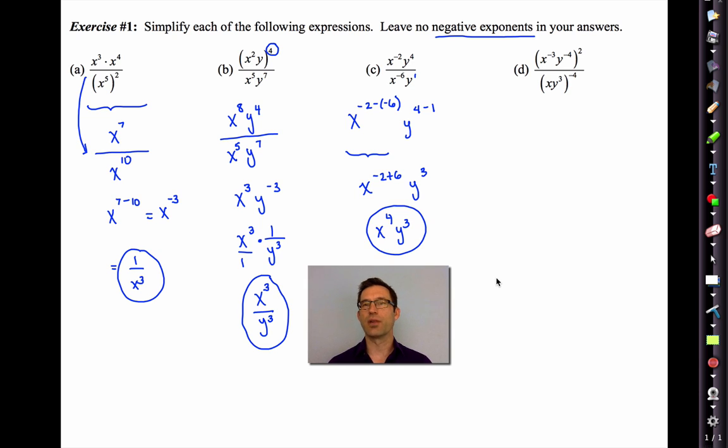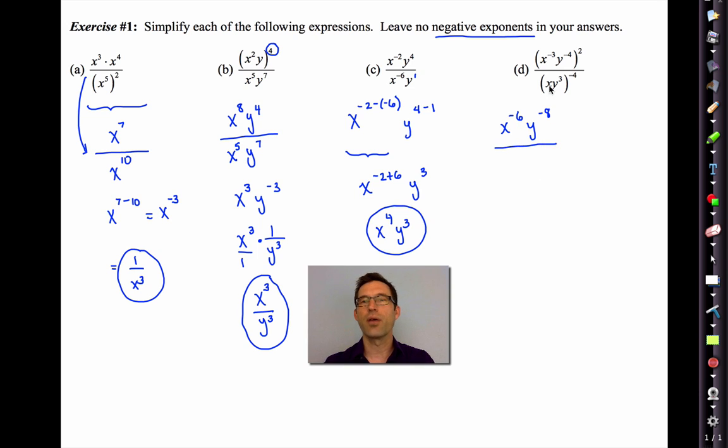Oh, but then we take a look at letter D. No problem. That's like a combination of C and B, right? So in letter D, we have two quantities multiplying being raised to an exponent. So that x to the negative third squared will become x to the negative sixth. Y to the negative fourth squared will become y to the negative 8.